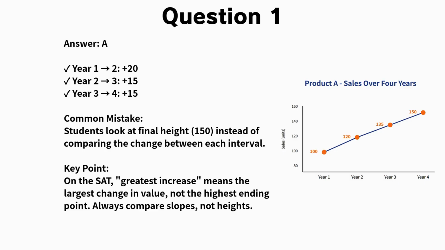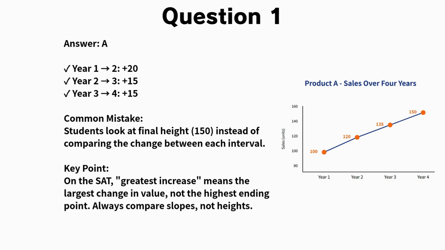Write that down. Next, look at year 2 to year 3. Sales go from 120 to 135. 135 minus 120 equals plus 15. That's our second interval. Finally, from year 3 to year 4, sales increase from 135 to 150. 150 minus 135 is also plus 15. Now let's compare all three changes together. 20, 15, and 15. The largest increase is clearly 20, and it occurs only once, between year 1 and year 2. That makes it the correct answer.